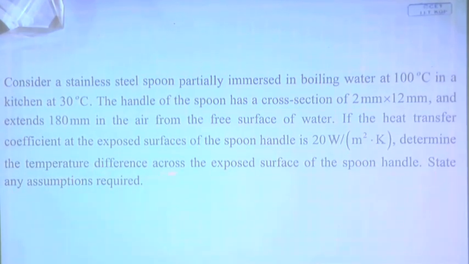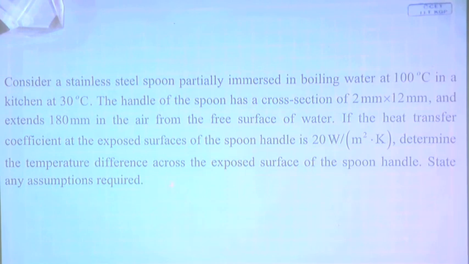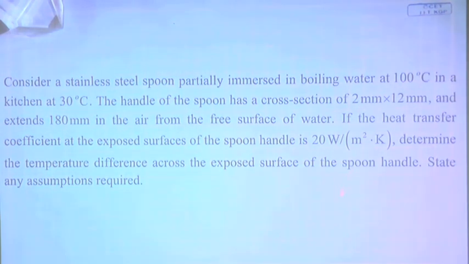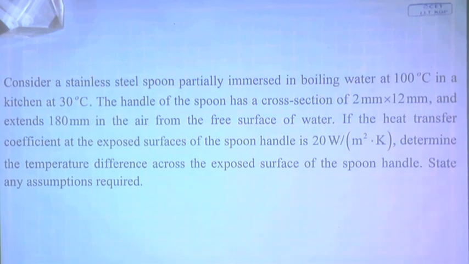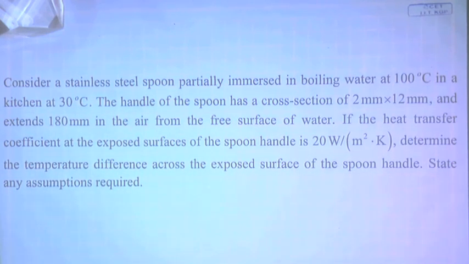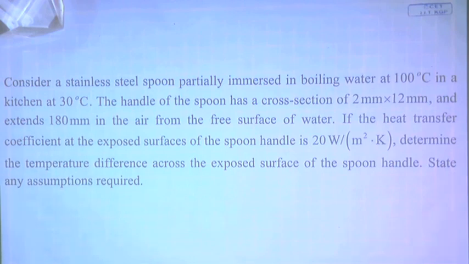Determine the temperature difference across the exposed surface of the spoon handle. That means TB minus TL. State any assumptions required. So can you tell me this is a fin problem? Immediately you compile TB, T infinity, cross-sectional area, length. So what is the boundary condition? Which formula will I use or which formula will I derive? Theta is C1 e to the power mx plus C2 e to the power minus mx. I have one boundary condition known, that 100 degrees Celsius is the TB. What is that boundary condition? What does it say?